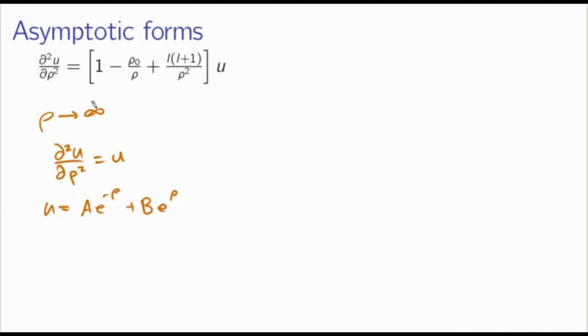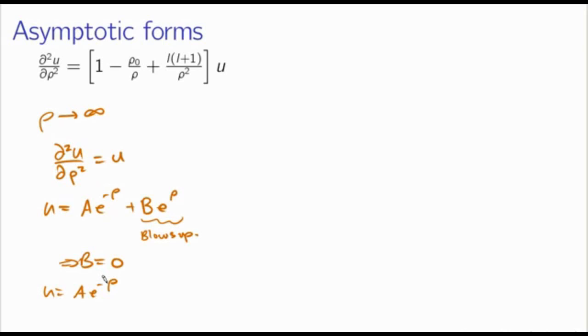Now, since what we're looking at is rho going to infinity, this term behaves itself rather poorly. For very large rho, this term blows up. So we can't have that be part of our solution. If we're going to say b equals 0, then the solution that we're working with is just u is a e to the minus rho. That's one asymptotic form. For very large rho, we expect our overall solution to look like a decaying exponential. Keep that in the back of your mind.